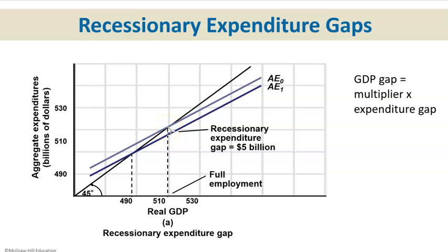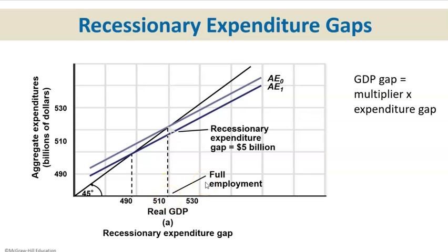But something has happened in the economy that has pushed us into a recession, and that's happened because spending has fallen. So notice that aggregate expenditures has decreased a bit, and that's pushed our GDP down lower than it would have been. So this right here is our equilibrium GDP. That's happening at 490. So I can tell that this is a recessionary expenditure gap because our equilibrium GDP is less than the full employment GDP.